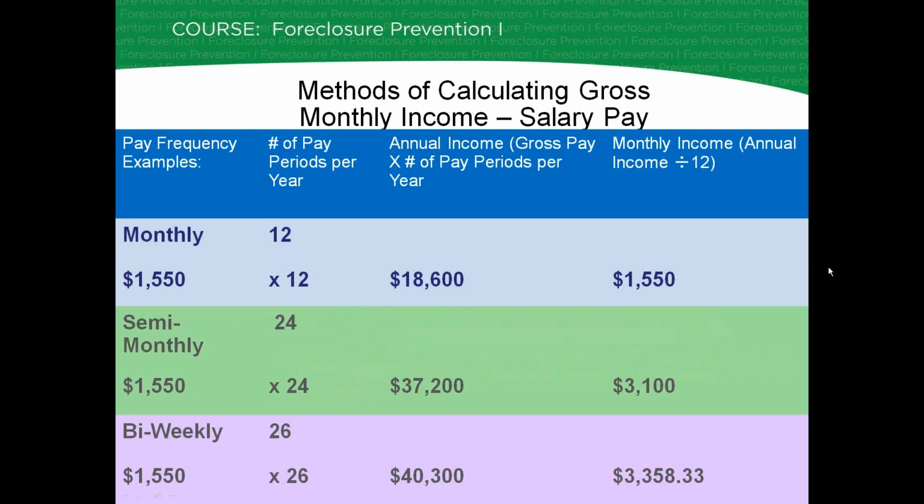So you want to take that $1,550, multiply it by 26 pay stubs. Because think of it, the year is 52 weeks, and if they're getting paid every other week, they're going to get 26 paychecks. Versus the monthly person who's only going to get 24. So when we do that calculation, they're making $40,300, which is very different from $37,200, and their monthly is $3,358.33.